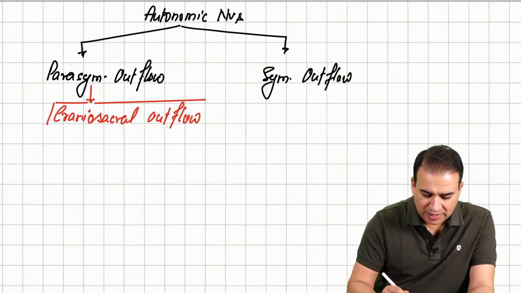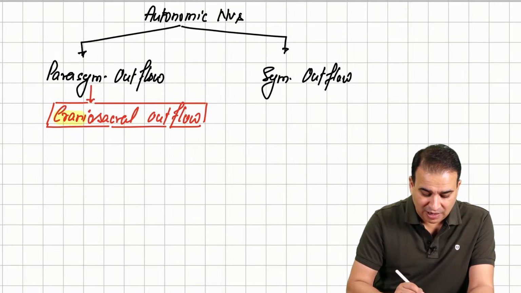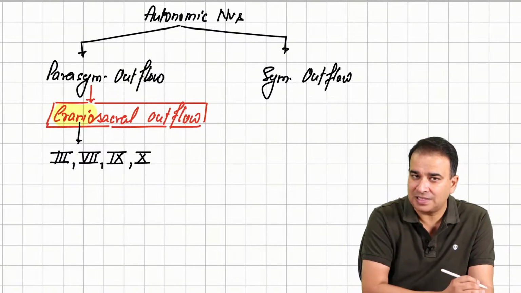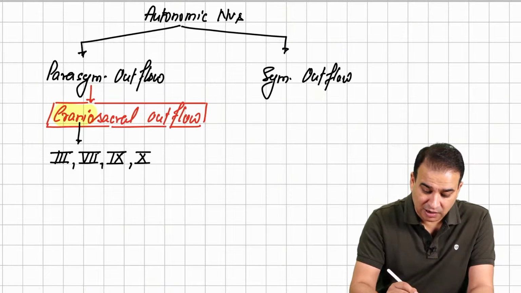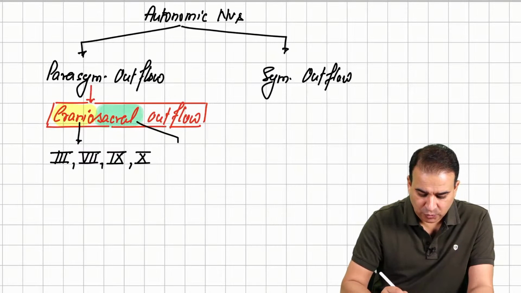Well, why do we call it a craniosacral outflow? Because some cranial nerves and some sacral nerves are parasympathetic in nature. When I say cranial nerves, you already know which ones I'm talking about, guys. That is 3, 7, 9 and 10. These are parasympathetic cranial nerves. And which sacral nerves are parasympathetic? Well, the answer is S2, S3 and S4.